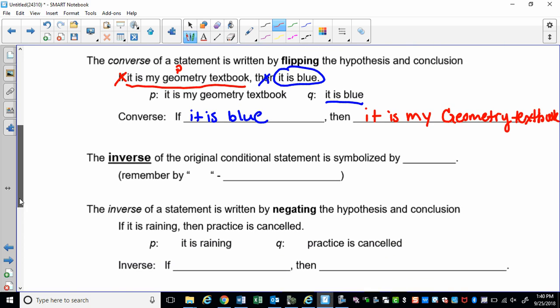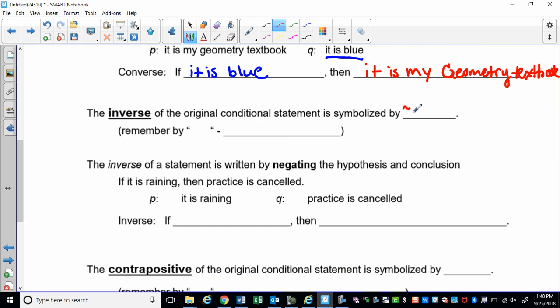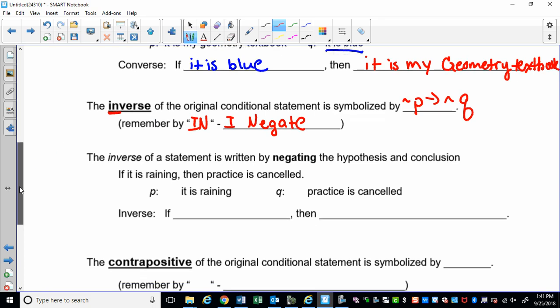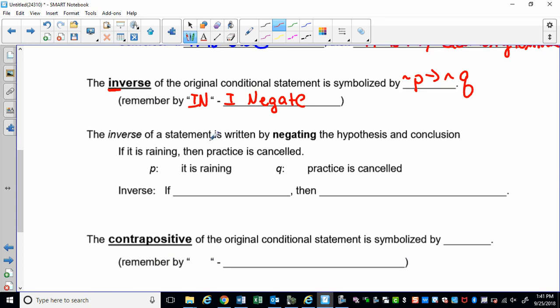The inverse is symbolized by not P, not Q. We're going to negate P and negate Q. We're going to leave it in the same order, but we're going to negate both. So I remember this by the first 2 letters, I, N: I negate. So the inverse of 'if it is raining, then practice is canceled': we're going to put not in there. If it is not raining, then practice is not canceled. We're just going to insert a not.